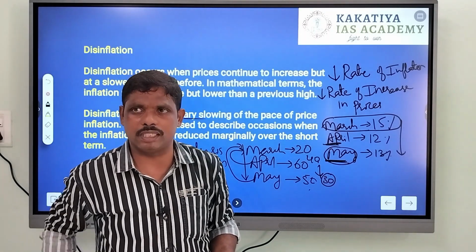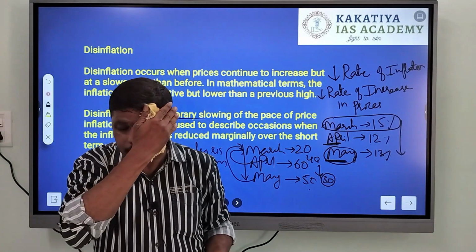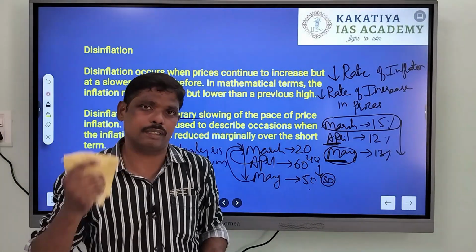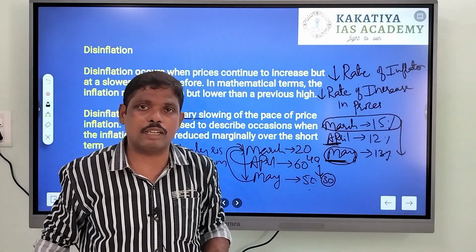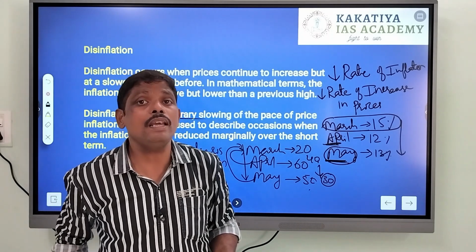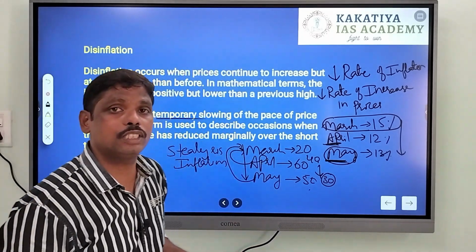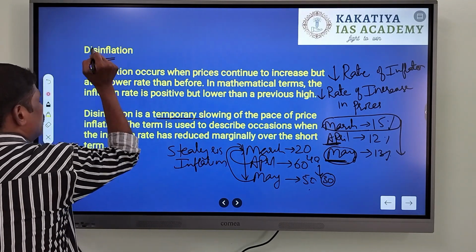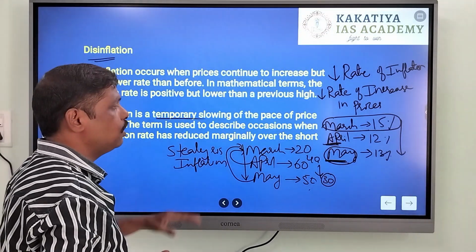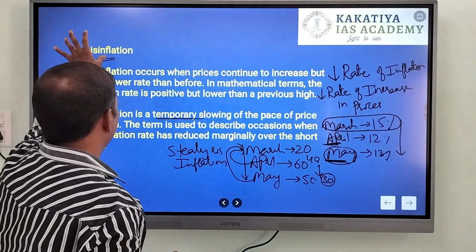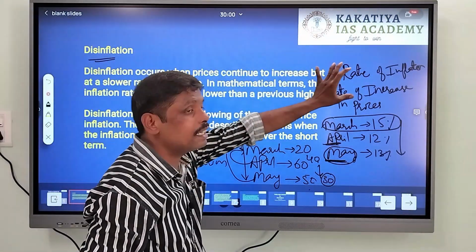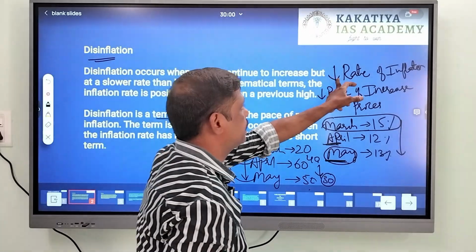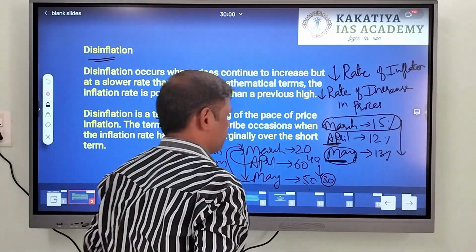So in this process we see the prices of goods and services coming down to a certain extent, but when compared to the reference period, the prices are normally higher. So this situation is called disinflation. Inflation is an increase in prices; disinflation is a decrease in the rate of inflation. A simple way of remembering is that it is a decrease in the rate of inflation.